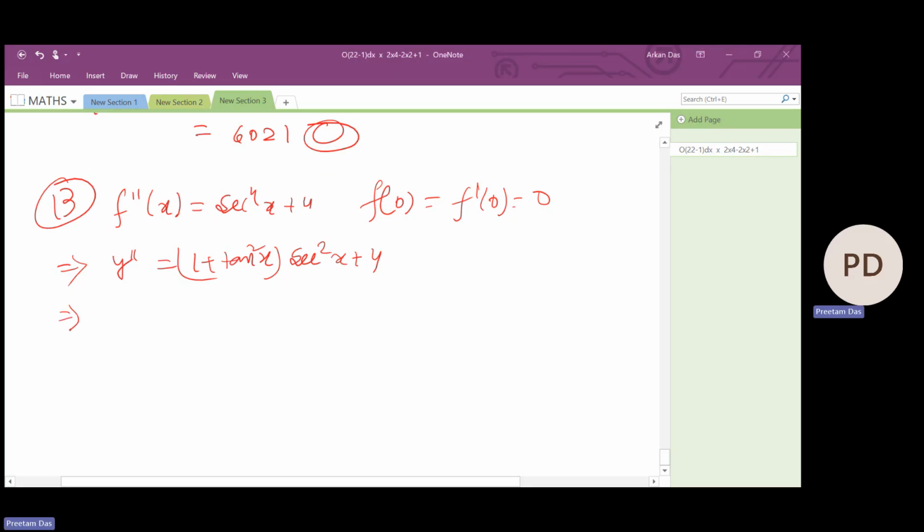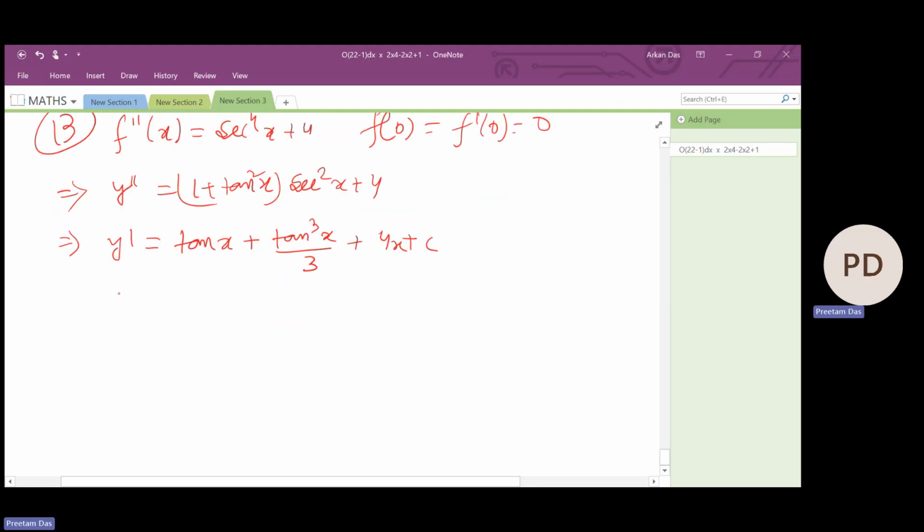If you integrate both sides, this becomes y dash. And here you have to break it and integrate. If you break and integrate, sec square x becomes tan x, and tan square x sec square x becomes tan cube x by 3. And then plus 4x plus c. We are given f0 equal to 0, so c will be 0. So y dash becomes tan x plus tan cube x by 3 plus 4x.